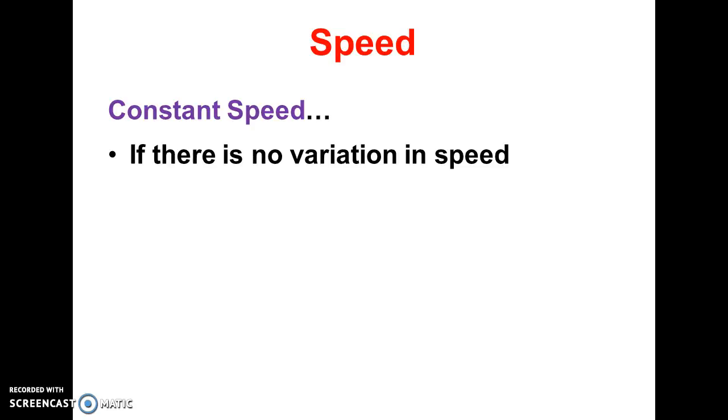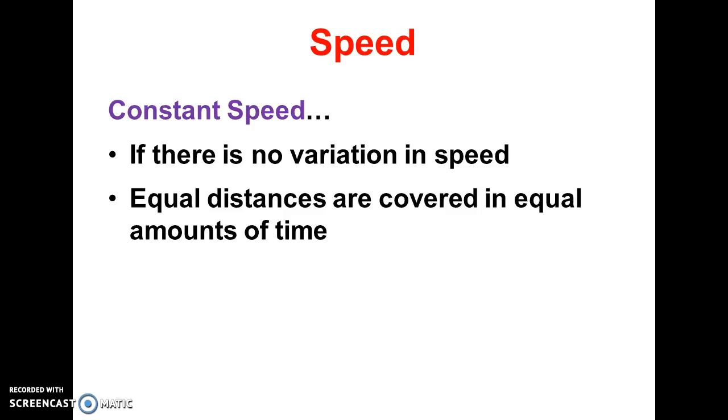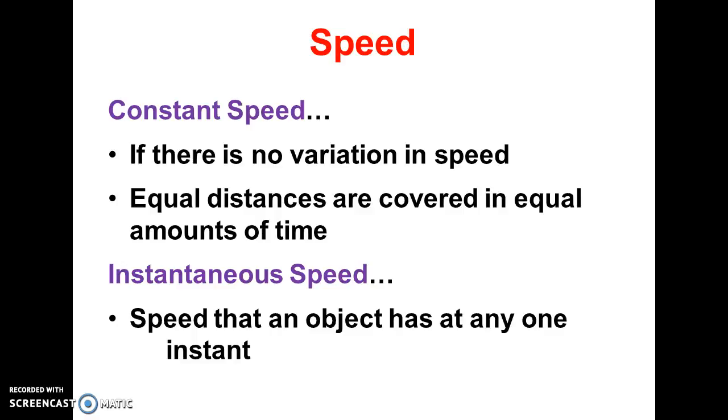Constant speed just means that there's no variation in speed. It means that you're going to travel equal distances in equal amounts of time. An instantaneous speed is the speed that you're going at any given instant, at any given moment. To get instantaneous speed, you're going to need to use a radar gun.